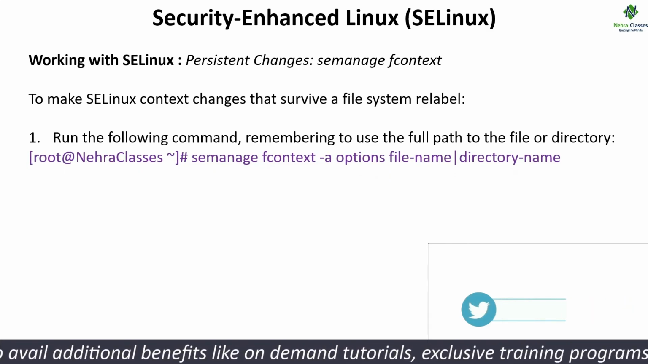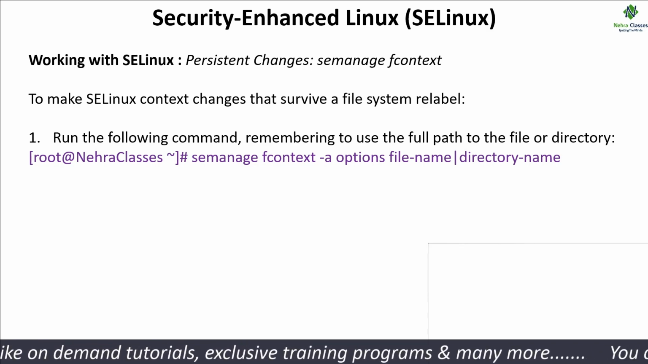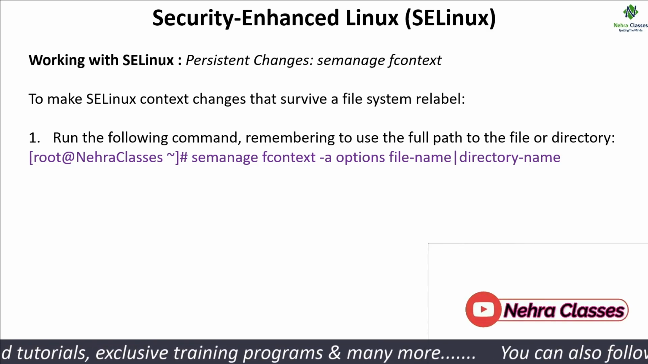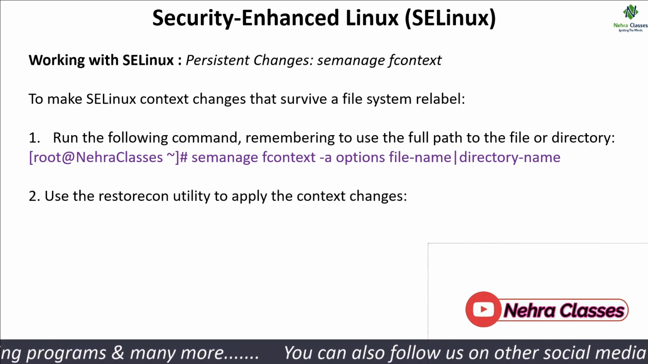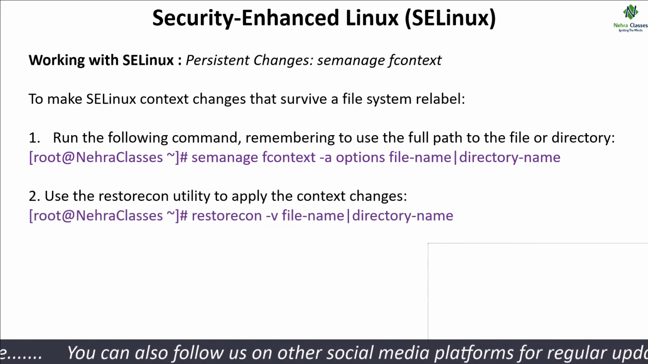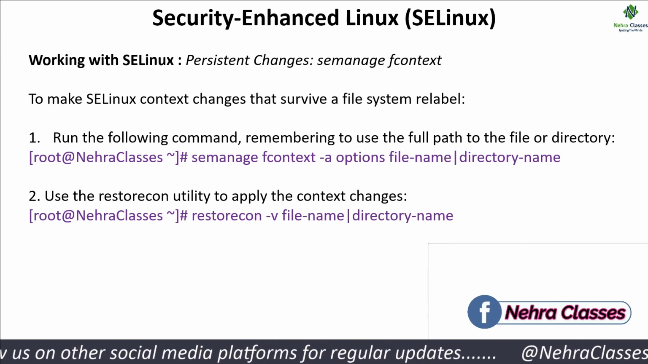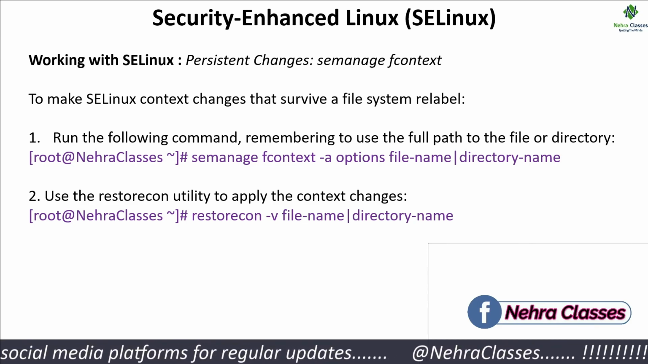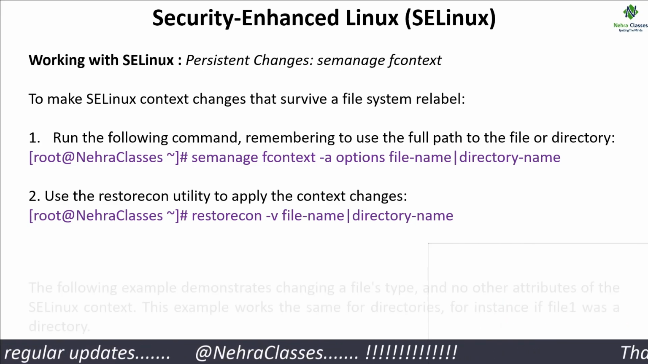So let's execute semanage fcontext -a, and after that we can mention the option and then the file or the directory name. After that, use the restorecon utility to apply the context changes. And here we can execute restorecon -v, and after that we can mention the name of the file or that particular directory where we want to apply the changes.